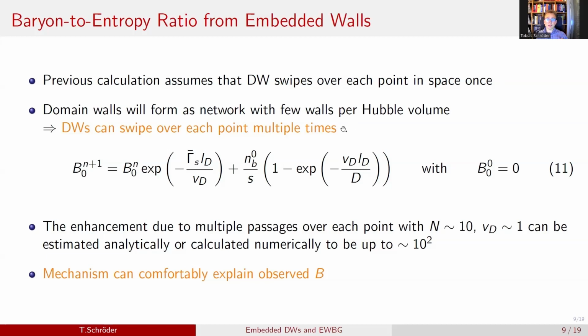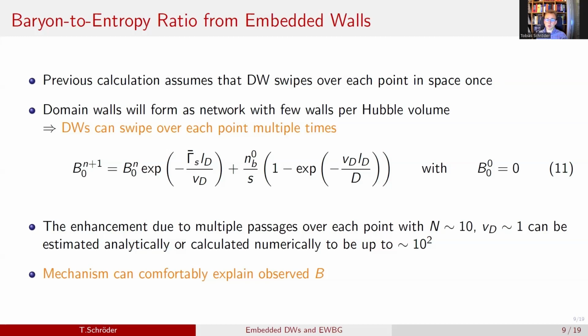Let us more quantitatively express the baryon to entropy ratio after the domain walls have passed each point in space n+1 times. The first term is due to the baryon to entropy ratio that remained after the nth passage of the domain wall and then is again diluted by electroweak sphaleron processes. On top of this, we have to add the second term, which is the newly produced baryon to entropy ratio. Using this formula, we can either estimate analytically or calculate numerically the enhancement due to multiple passages of domain walls over each point in space.